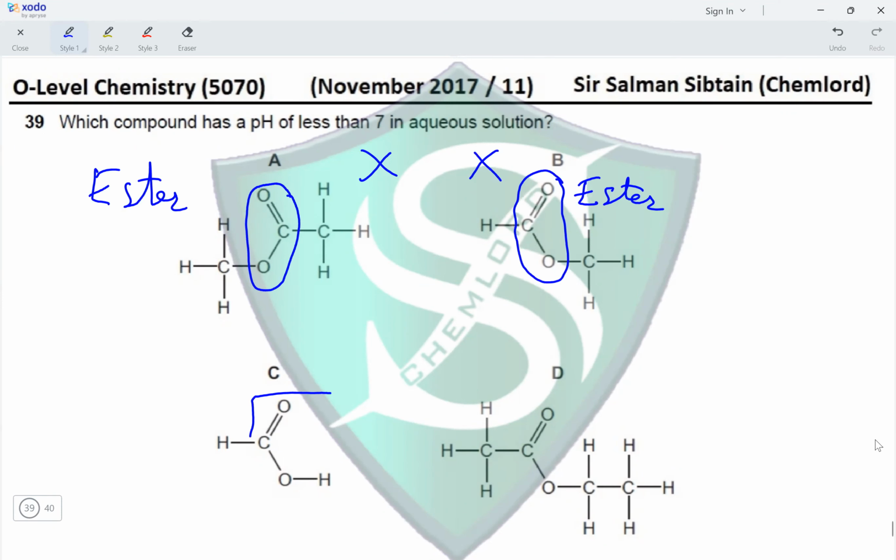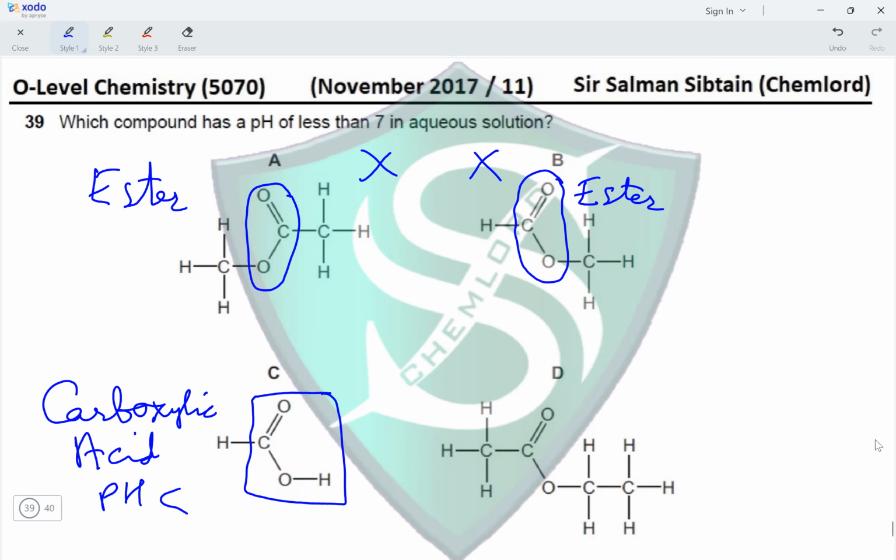C has the carboxylic group present, making it a carboxylic acid, and carboxylic acids have a pH of less than 7. So this is correct. And D once again has an ester group present, making D a neutral solution. Therefore, the correct option for this question is option C.